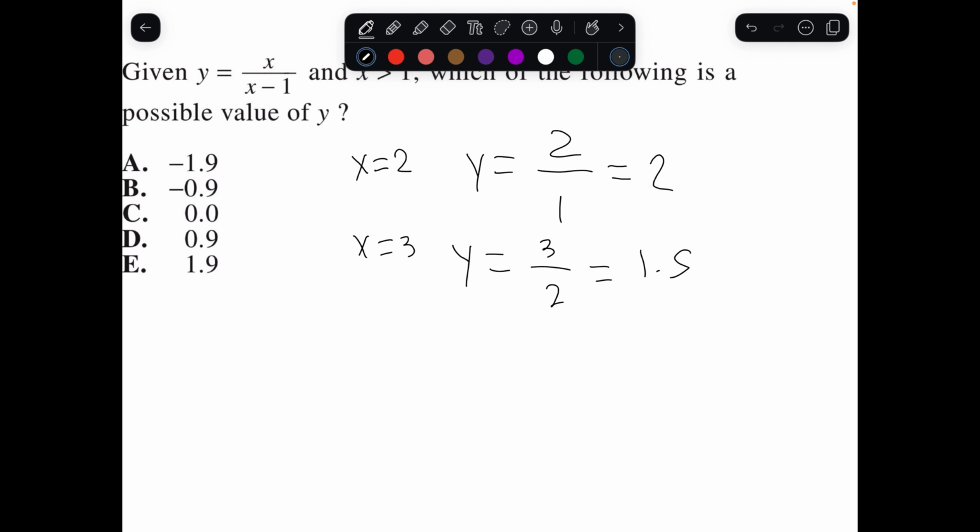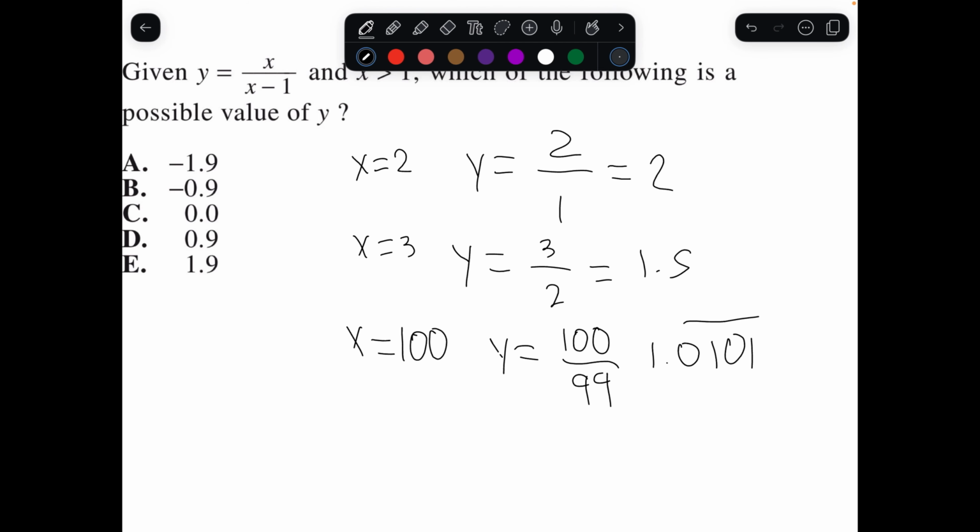Now, if I plug in x equals 4, let's go a bigger number actually. Let's say I plug in x equals 100. y equals 100 over 99. And 100 over 99 is 1.0101 repeating.